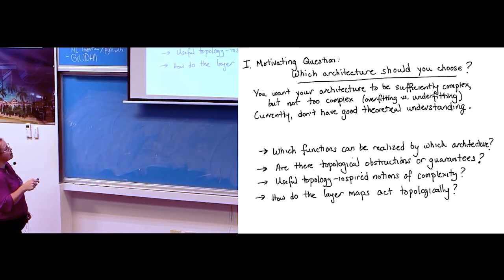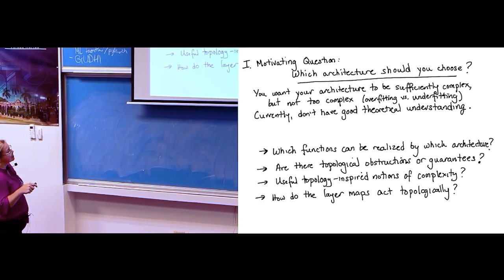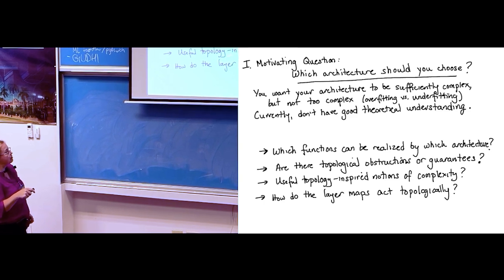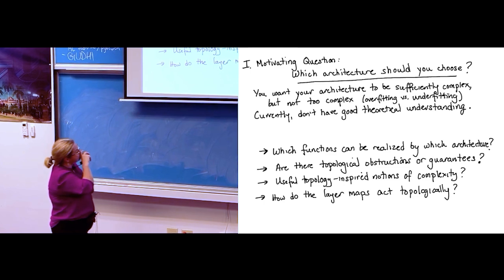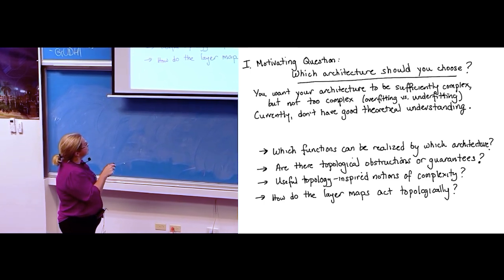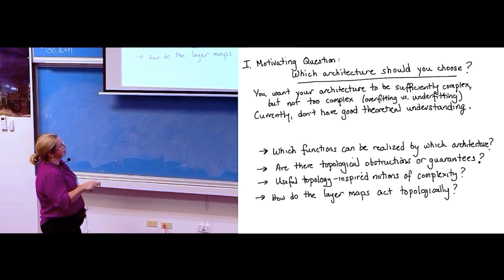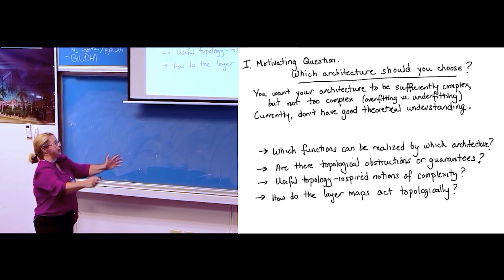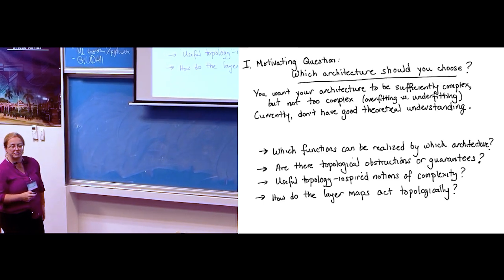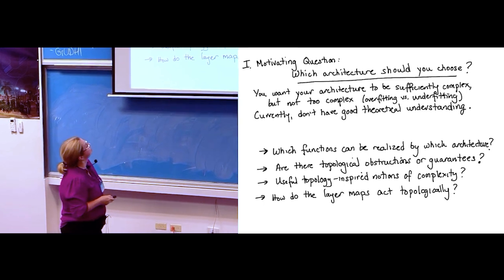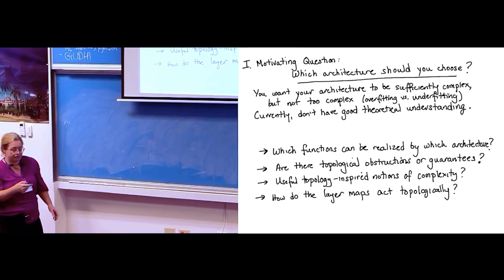I mentioned this: are there topological obstructions or guarantees? Related to that, are there useful notions of complexity that have to do with topology or geometry? And another one is, how do these layer maps act topologically? As you're applying each layer map, you're changing your set, and how are you changing the topology of your set as you push it through the different layer maps? There's probably many, many more items we could add to this list. I just listed a few.